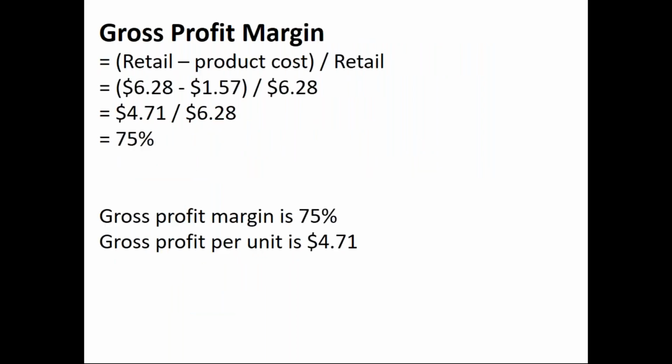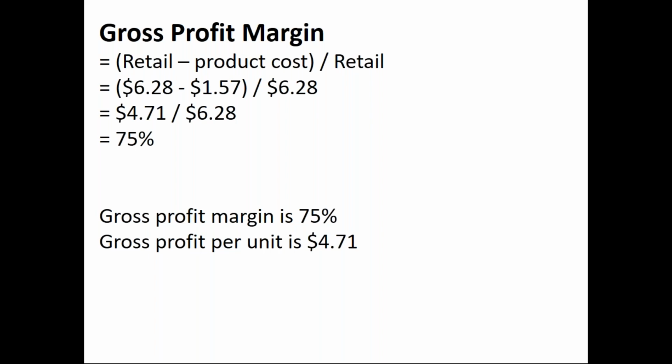So in terms of another term we'll use a lot here today, it's called gross profit margin, and it's a simple calculation, and it's a function of the retail selling price. So it's simply the retail minus the product cost, that result all divided by the retail. The price that we figured out based on 4 times our cost was $6.28. We said our cost was $1.57. That results in a gross profit per unit of $4.71. If you divide that by the retail, you get that 75%.